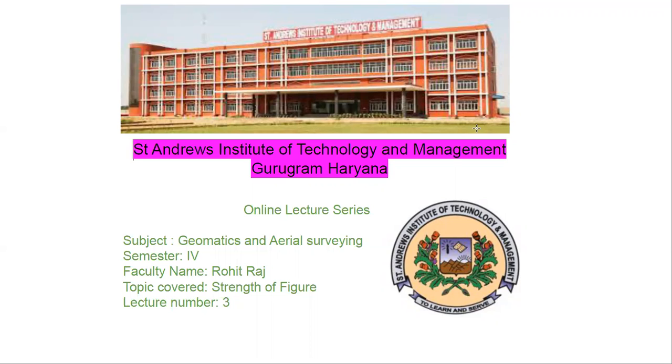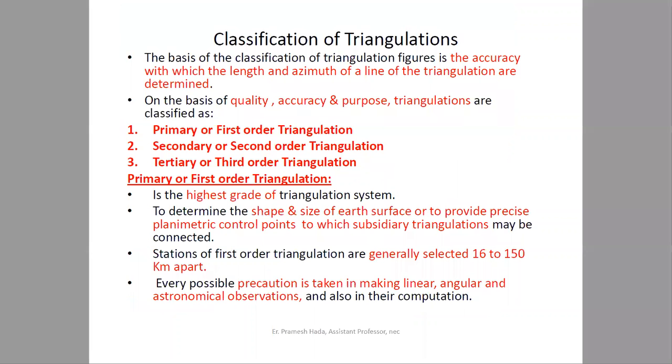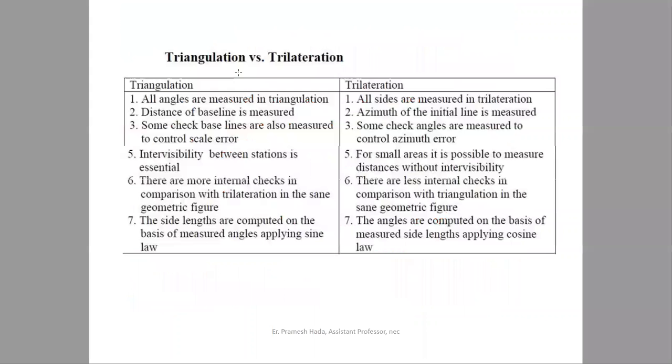We are discussing geometrics and aerial surveying, which is included in your fourth semester curriculum. This is the third lecture in the series, and today we are going to discuss strength of figure. Before that, we'll continue from our previous lecture, that is triangulation and trilateration. We have seen what is triangulation and what is trilateration. So we'll start with the difference between triangulation and trilateration.